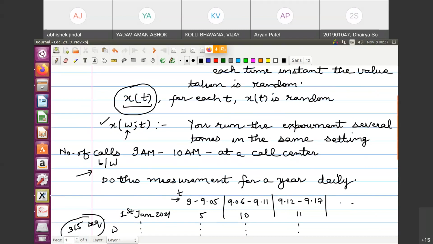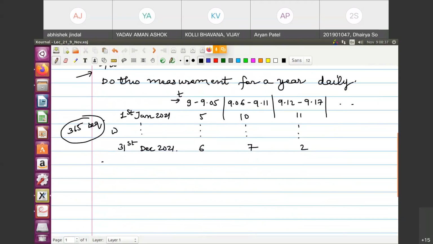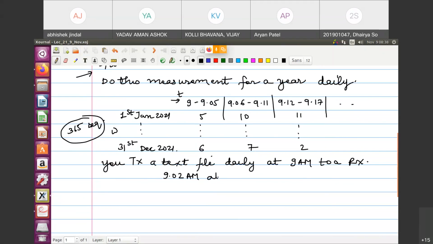For example, let us say that you need to transmit one text file daily at 9 a.m. to a receiver, the same text file. Suppose over 30 days it takes 2 minutes to transmit this file, so at 9:02 a.m., if I check the signal at the receiver, we will observe that daily you receive a different waveform. There is a different waveform each day.